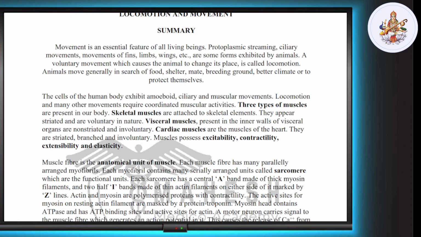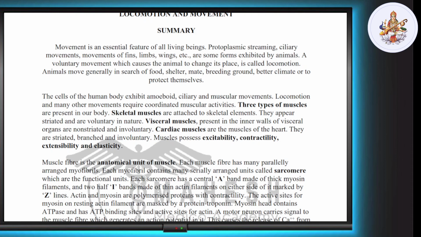Muscle types. We have three types of muscles. Skeletal muscles, these are the ones we consciously control. They're striated, meaning they have stripes under a microscope, and they're voluntary. Think of them as the muscles that help you pick up your backpack or kick a football. Visceral muscles, found in the walls of internal organs like the intestines. They're non-striated and involuntary, meaning they work without you having to think about it.